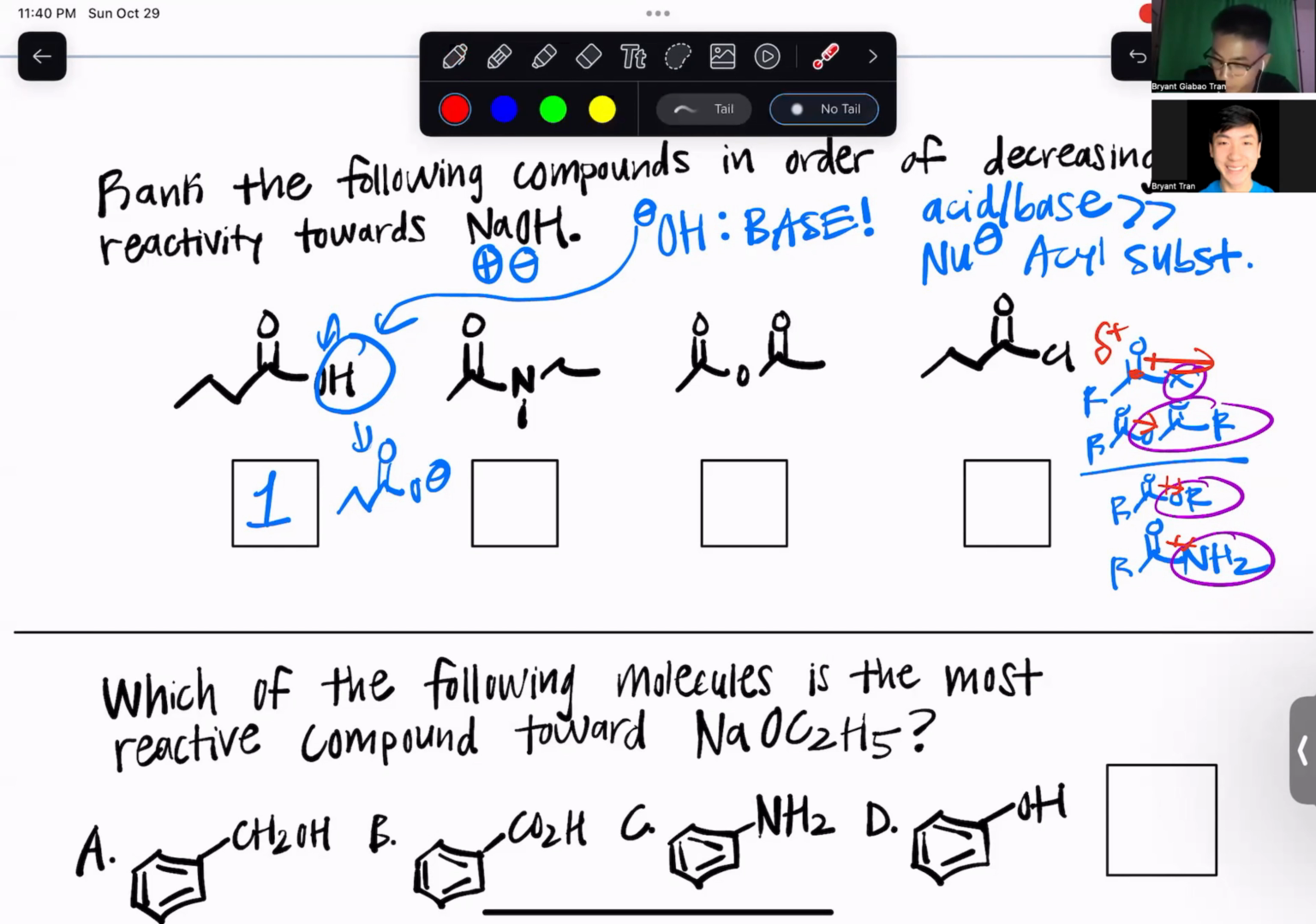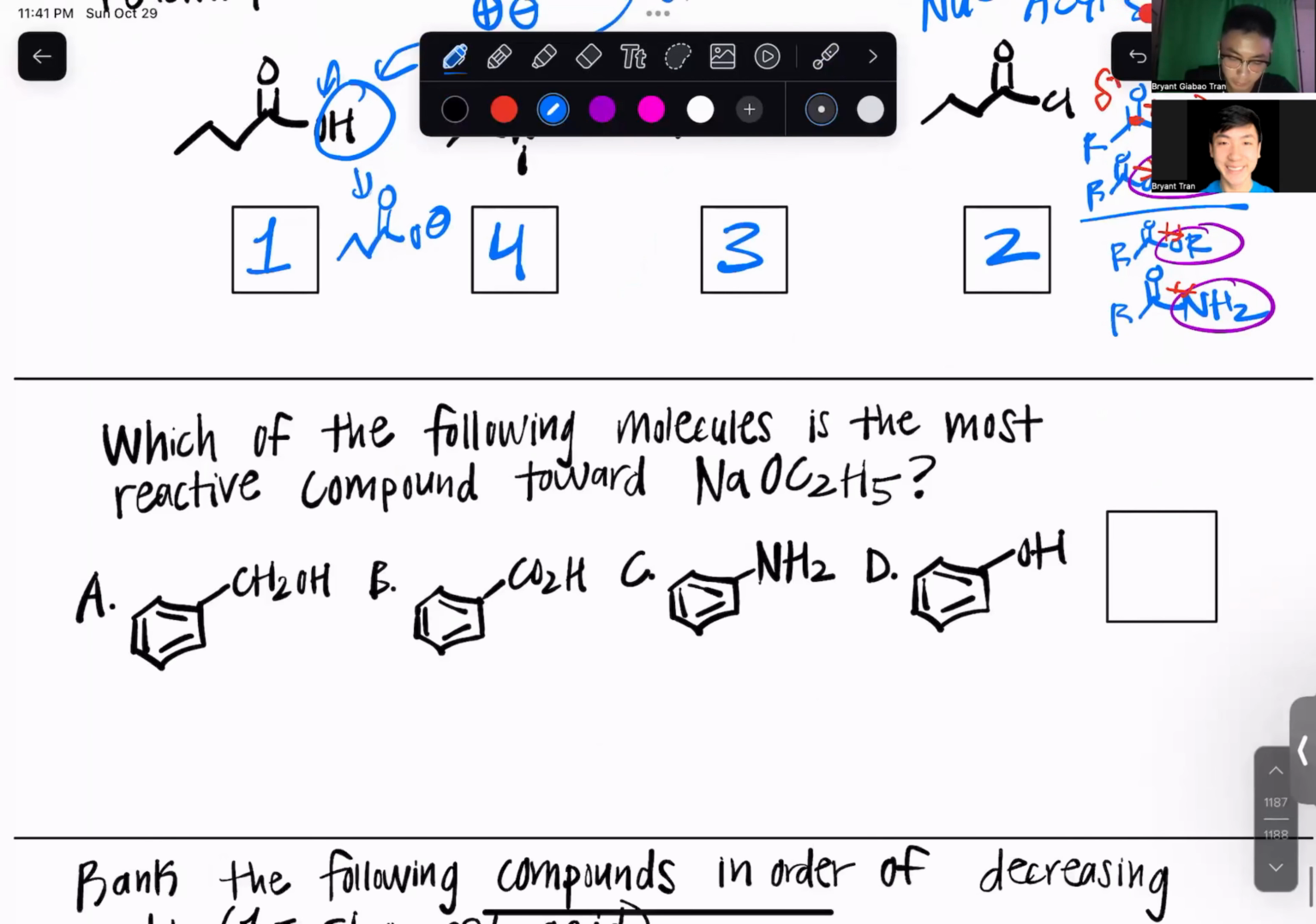Whereas the OR here and the nitrogen cannot do any resonance, making them very bad leaving groups. However, esters are more reactive than amides because oxygen is more electronegative than nitrogen is, which makes oxygen able to hold that negative charge better than nitrogen. So our second most reactive molecule here to OH minus would be the acyl chloride, and then the anhydride, and the very least reactive would be this amide here. Now let's move on to the next problem.